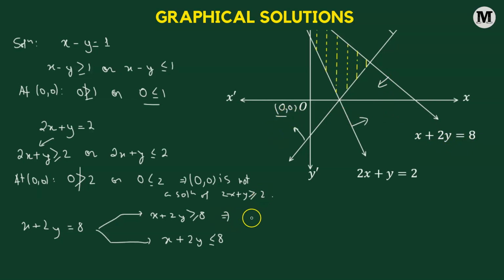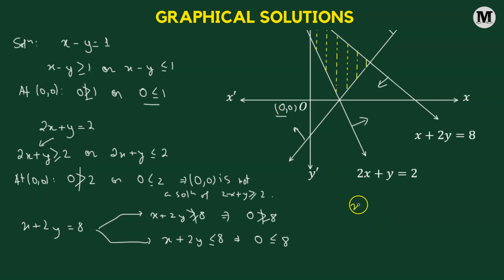So let's check. If we put 0 in place of x and 0 in place of y, we have 0 greater than or equal to 8. So this is untrue. Whereas the other case, we have 0 less than or equal to 8. This is a true case. So that means the first one is not going to be the possibility. We can only have x plus 2y less than or equal to 8. So here we have successfully obtained all the inequalities. Now let's label them up.